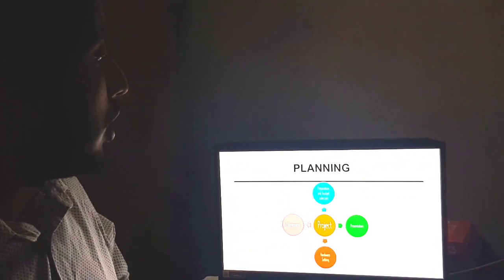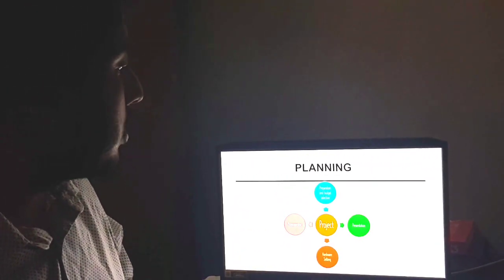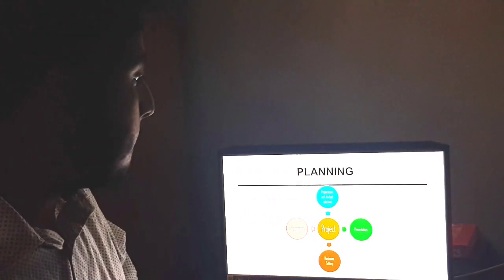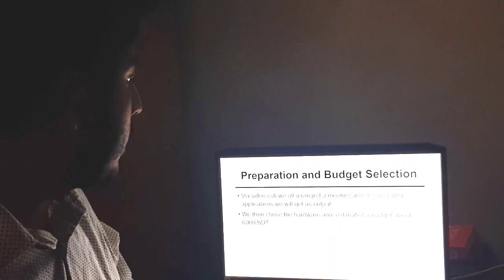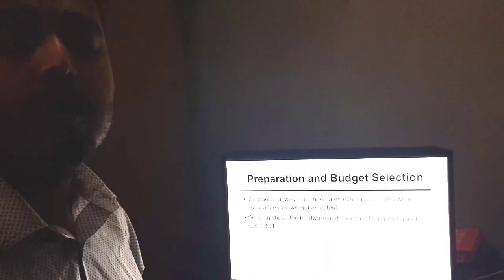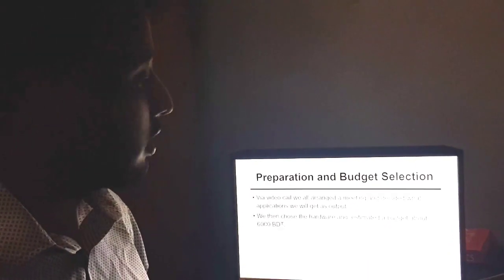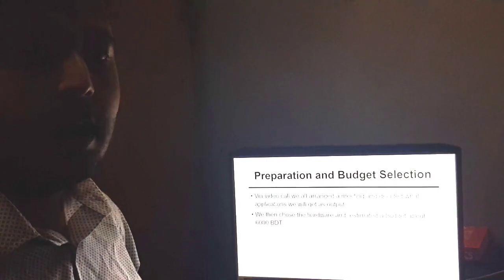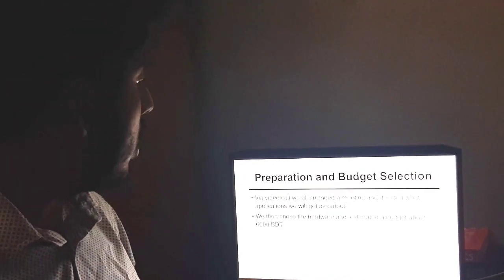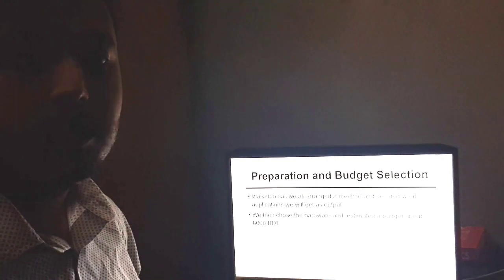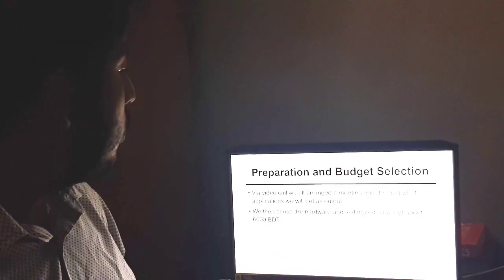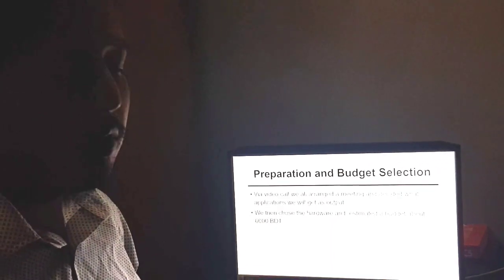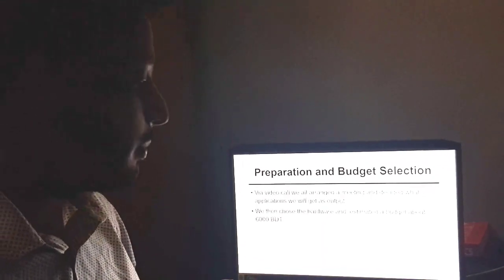Here is a diagram of the planning when we started to do our project. The preparation and budget selection for this project was done via video call. We all arranged a meeting and decided what output and applications we would get. We then chose the hardware and estimated a budget of about 6,000 BDT.